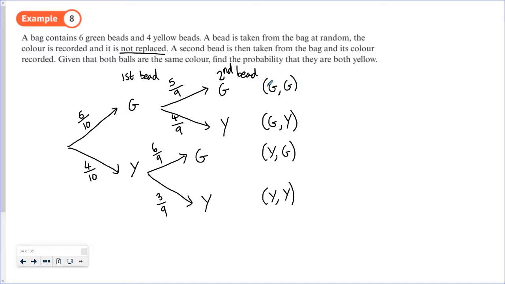So we know the probability for getting a green first followed by a green second is going to be this probability multiplied by that probability. We always multiply along the branches. So this is going to be 6 tenths multiplied by 5/9. And I'm going to say that's the probability of green, green. So that's 30/90, or a third. We can also work out what's the probability of getting green first then yellow. So 6 tenths times 4/9. So that's 24/90. Yellow and then green, etc.